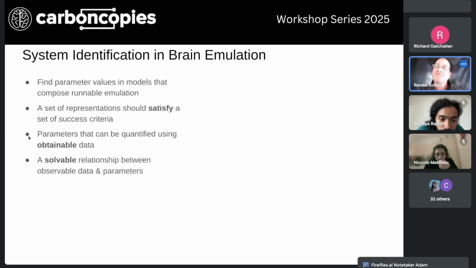System identification in brain emulation involves finding parameter values for the mathematical representations of brain processes within models that compose a runnable emulation. There should be a set of possible representations that together satisfy a particular set of success criteria. The representations in that set will have a multitude of parameters, and if well chosen, then the parameters may be quantified or tuned using data that's obtainable from a biological sample. You have to find a solvable relationship between these observed data and the parameters that need to be determined.